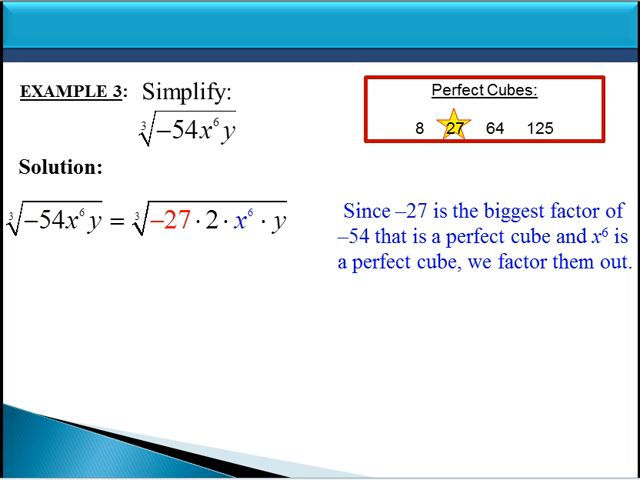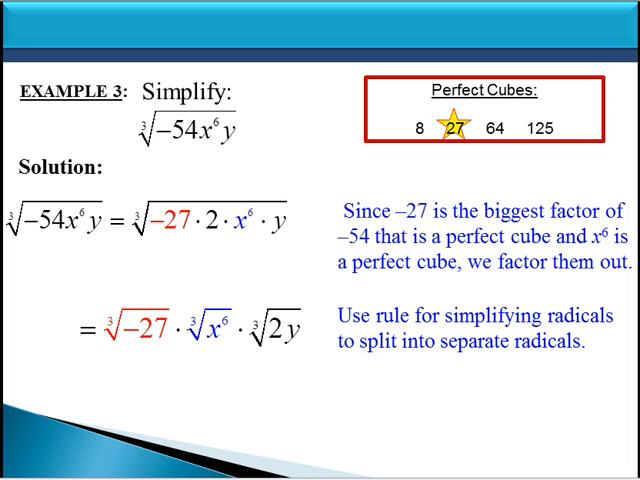So we're just splitting apart the radicand right now into separate factors, where negative 27 is a perfect cube factor and x to the 6 is a perfect cube factor. And then the rule says that we can take the cube root of all of these factors separately. So we're going to take the cube root of negative 27 and the cube root of x to the 6. We're going to do those first because those are the perfect cubes. We want those results to go out front. And then the cube root of 2 times y, we're just going to keep that together as one single radical.